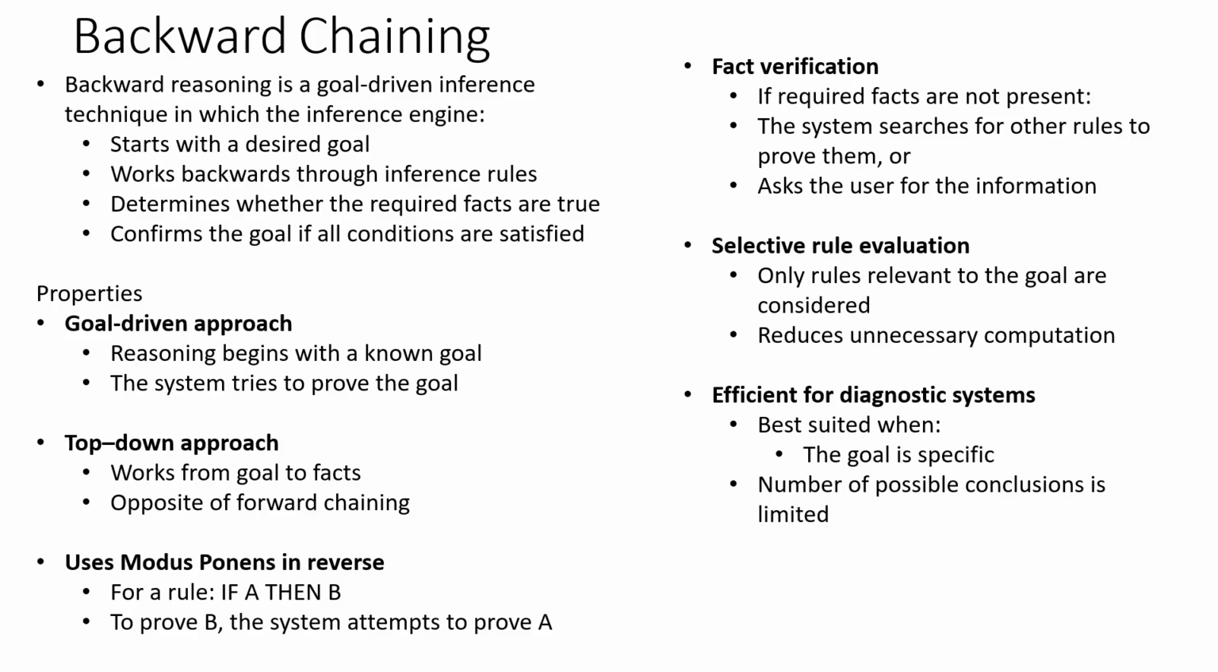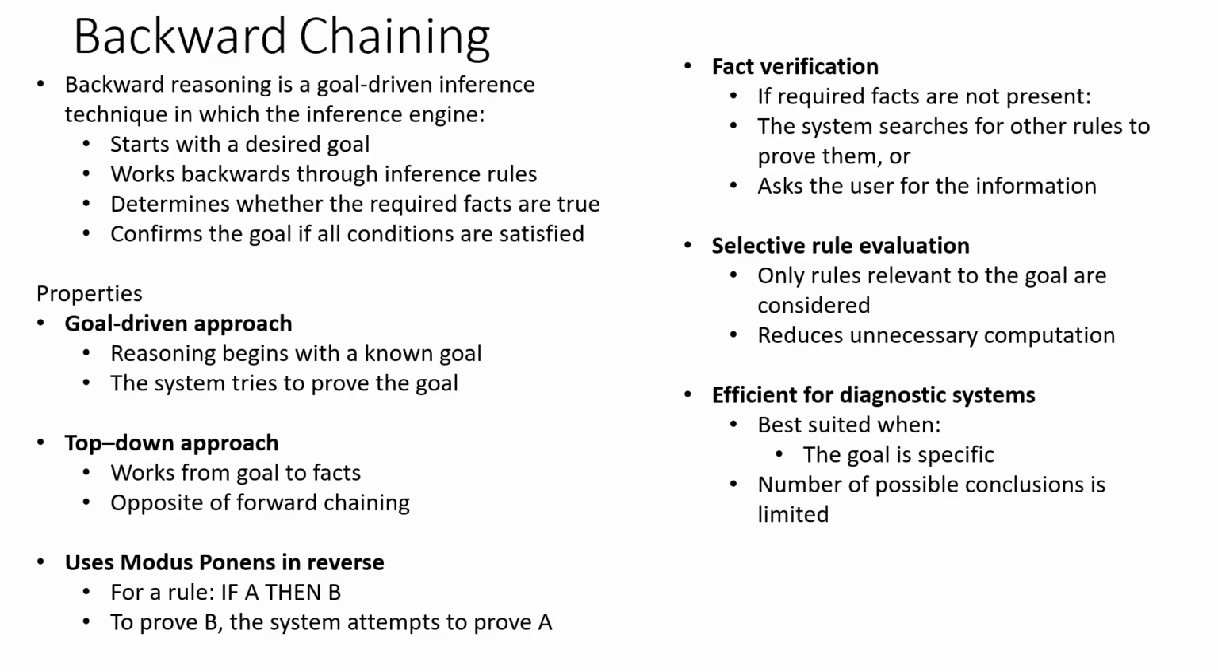Here we can say that it starts with the goal, generates subgoals, and then goes to the facts. So backward chaining moves from goal to fact. This is why it is called the top down approach. It is the opposite of forward chaining. Then the next point is that it uses modus ponens in reverse.